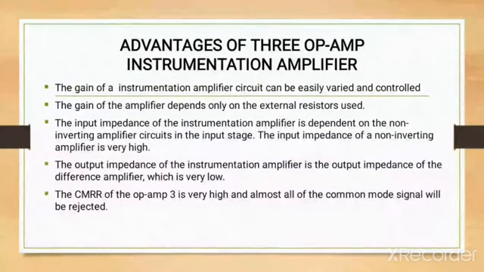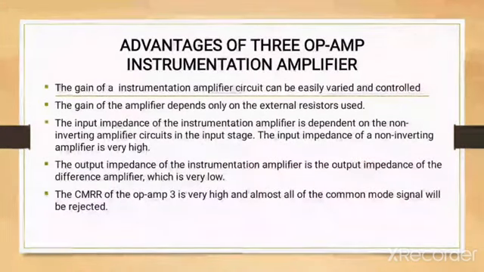Next are the advantages of the three op-amp instrumentation amplifier. The gain of the instrumentation amplifier circuit can be easily varied and controlled. The gain depends only on the external resistors used. The input impedance depends on the non-inverting amplifier circuit in the input stage, and it will be high. The output impedance of the instrumentation amplifier is the output impedance of the difference amplifier, which is very low.